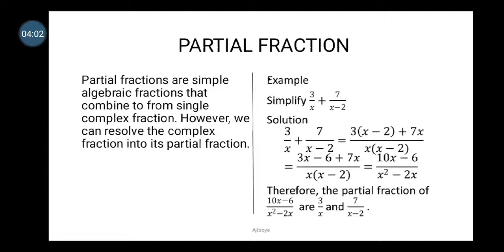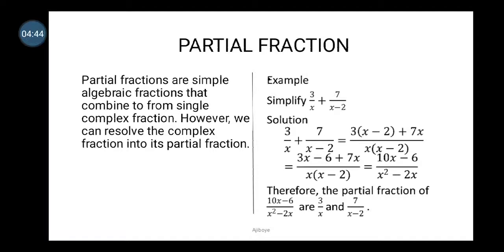Example, simplify 3 over x plus 7 over x minus 2. The first thing to do will be to find the LCM of the denominators, which in this case will be x into bracket x minus 2. And then we use the denominators of the simple partial fractions to divide the LCM of the denominators. So when we do x open bracket x minus 2 divided by x, we get x minus 2. And therefore, we'll multiply by the numerator 3.